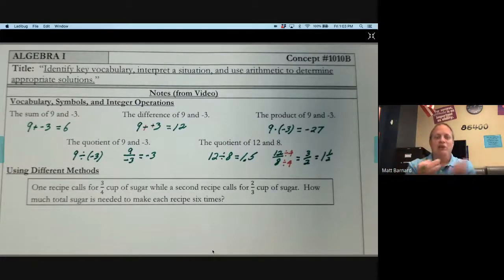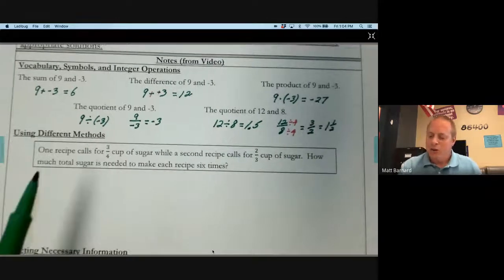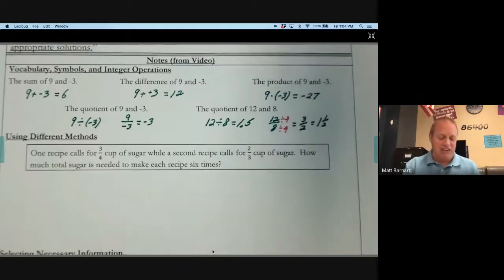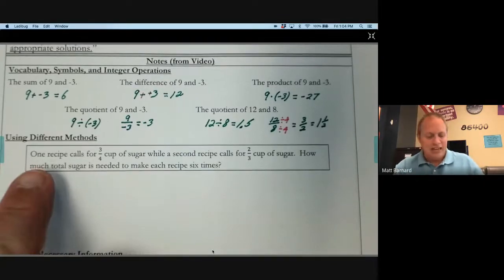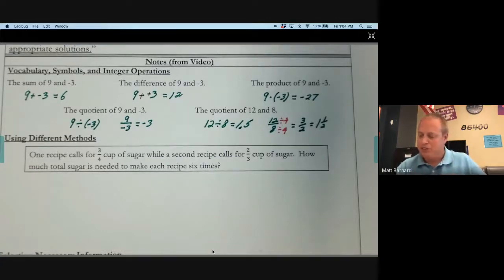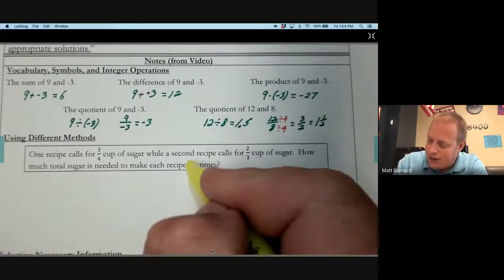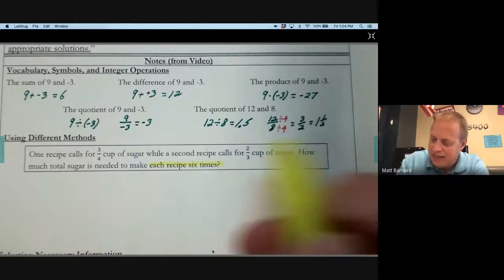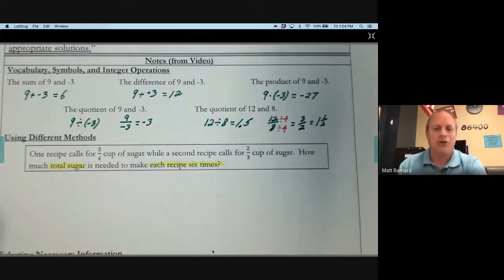Now, it's great that you can do all these arithmetic items, but we need to be able to apply it. That's the goal of mathematics, is can we use it? Okay. So there's different methods to solve things. In fact, let's tackle this problem a couple different ways. First thing, let's read it. One recipe calls for 3/4 cup of sugar, while a second recipe calls for 2/3 cup of sugar. How much total sugar is needed to make each recipe 6 times? Some key words in here. We're going to make each recipe 6 times. We want to find out the total amount of sugar.